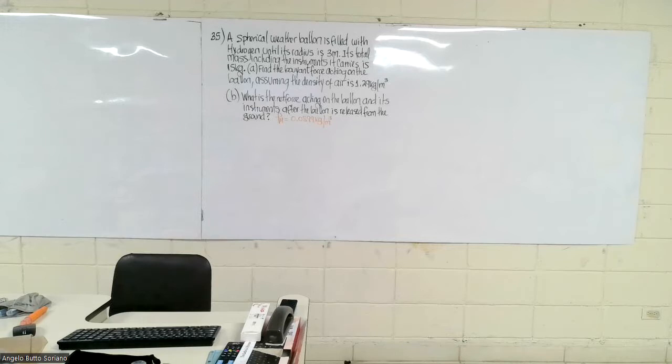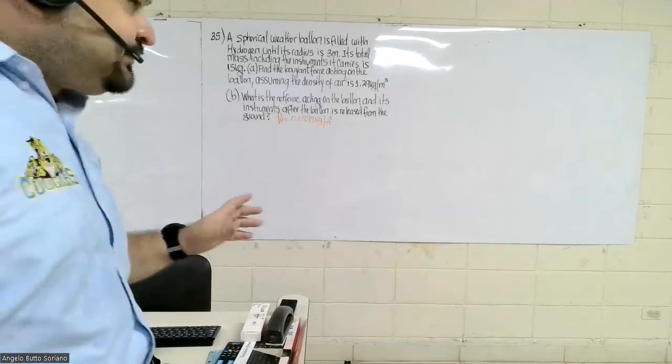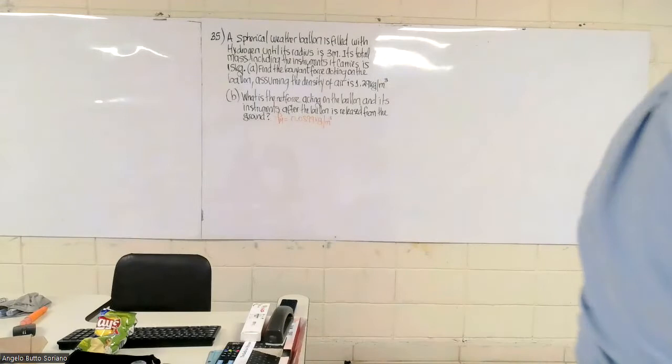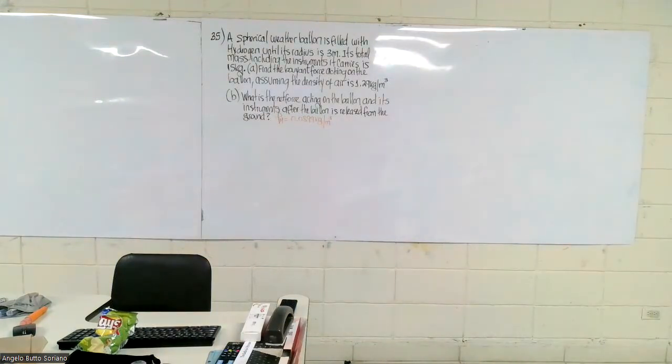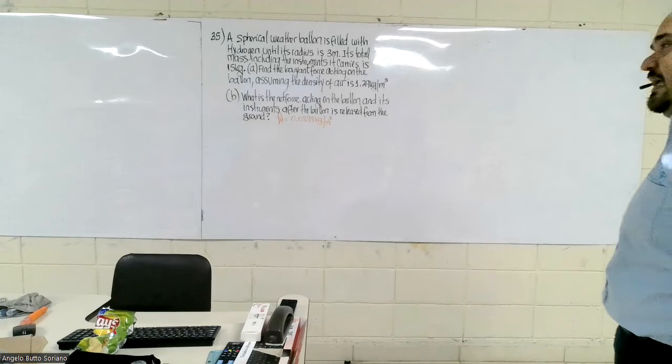And the hydrogen provides stability in the air, which causes the balloon to move up. That's why the problem gave us the value for the density.